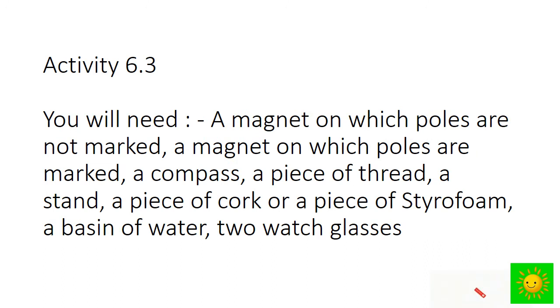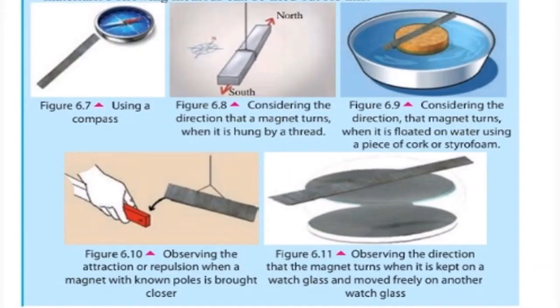You can do this simple activity by using these things. What you have to do? Find out various methods to identify the poles of a magnet using given materials. You can do like this. First one, using a compass. When the indicator of the compass is turning to the magnet, it's North Pole.